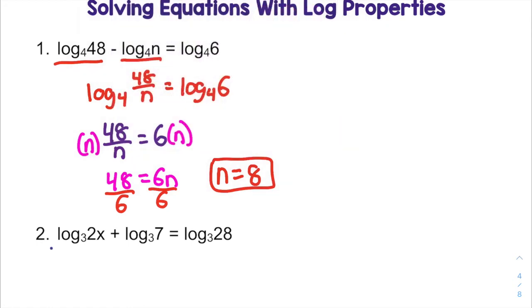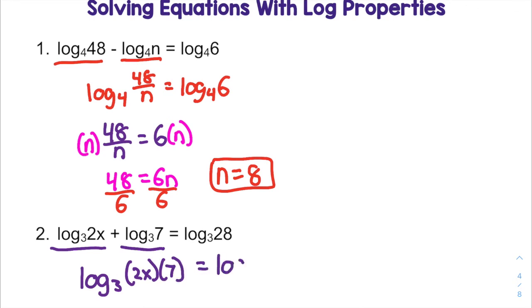Problem number 2, the log expressions are being added. Which property has addition in it? That would be the product property. I could combine those two log expressions by using the product property backwards and showing that it's log base 3 of 2x times 7 equals log base 3 of 28. Or log base 3 of 14x equals log base 3 of 28.